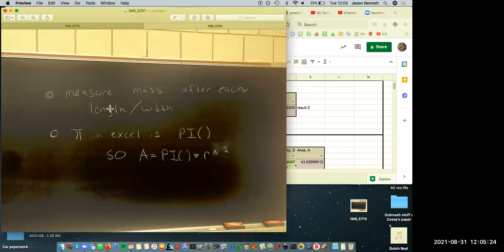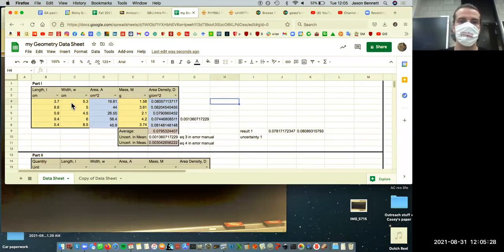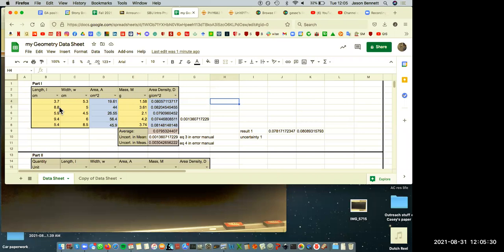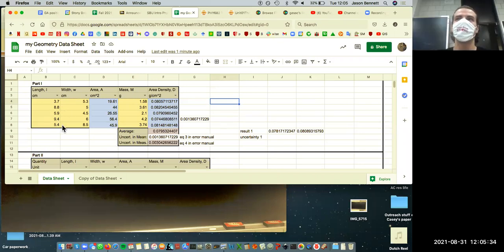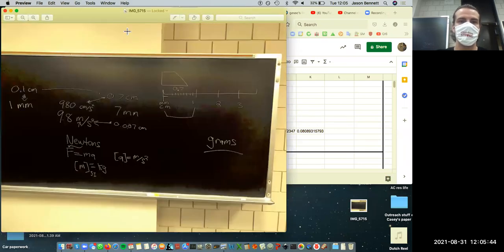The other one for part one, where you measure the length and width. What I did was I measured all the length and width before I made it, which was annoying. Then I lost track of which rectangle was which. So as you do this, do length, width, mass. Length, width, mass. That's what those little tips and tricks mean. Let me get rid of that.